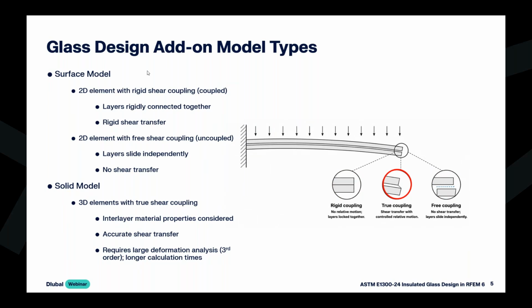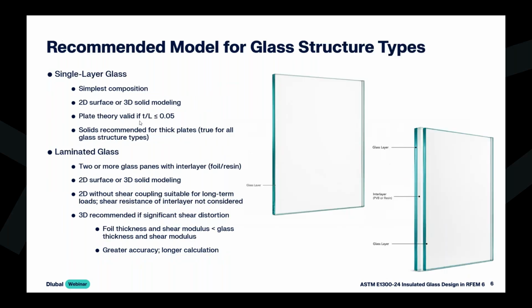Now, this does require a large deformation analysis. So this is third order analysis. The program will automatically detect this. And although we're getting accurate shear results, accurate shear transfer results, just keep in mind it will take longer calculation times than what we see with the 2D surface model. So now we might be wondering, well, when am I supposed to use a surface model versus a solid model? So we'll go ahead and cover that on this next slide here.